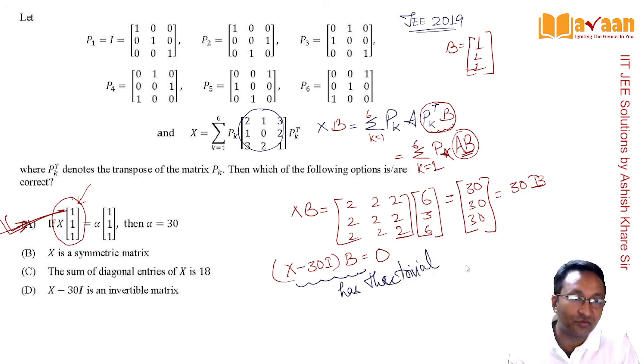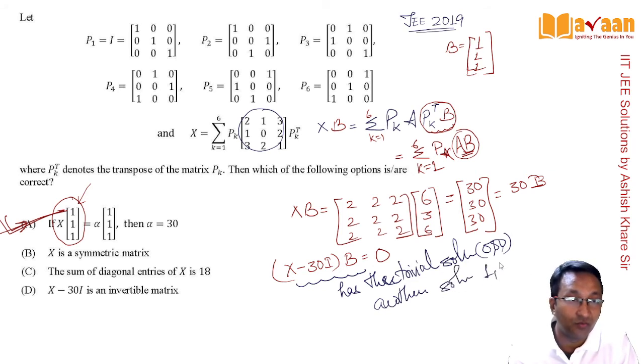and that trivial solution is none other than, if I take three variables for this matrix x minus 3i, 30i, so that is basically 0, 0, 0, but has another solution, and that solution is none other than your b, which is 1, 1, 1.